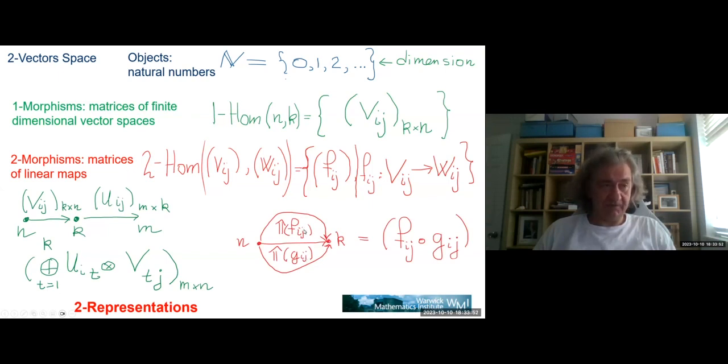The 2-compositions are on the nose. You just compose the maps. And for 1-composition, you have a K by N matrix of vector spaces and an M by K matrix of vector spaces, and you produce an M by N matrix of vector spaces. It looks like the usual formula, but with tensor product instead of a product, and direct sum instead of a sum. So this is the category of 2-vector spaces.